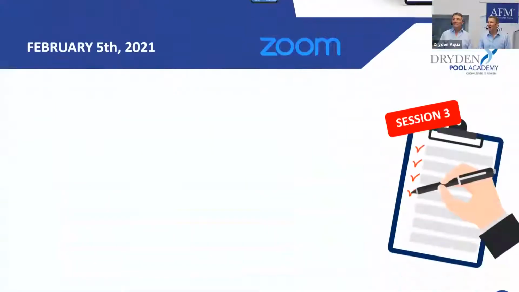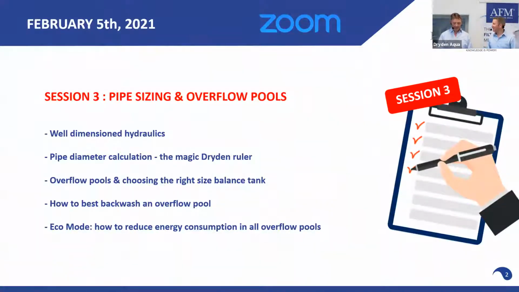Size matters for piping. So, well-dimensioned hydraulics, how to calculate the right pipe diameter. Then we're also going to have a section about overflow pools, how to choose the right balance tank, and so on. And last but not least, one of your favorite topics, the eco mode for overflow pools, how you can save a lot of energy and money for your customers.